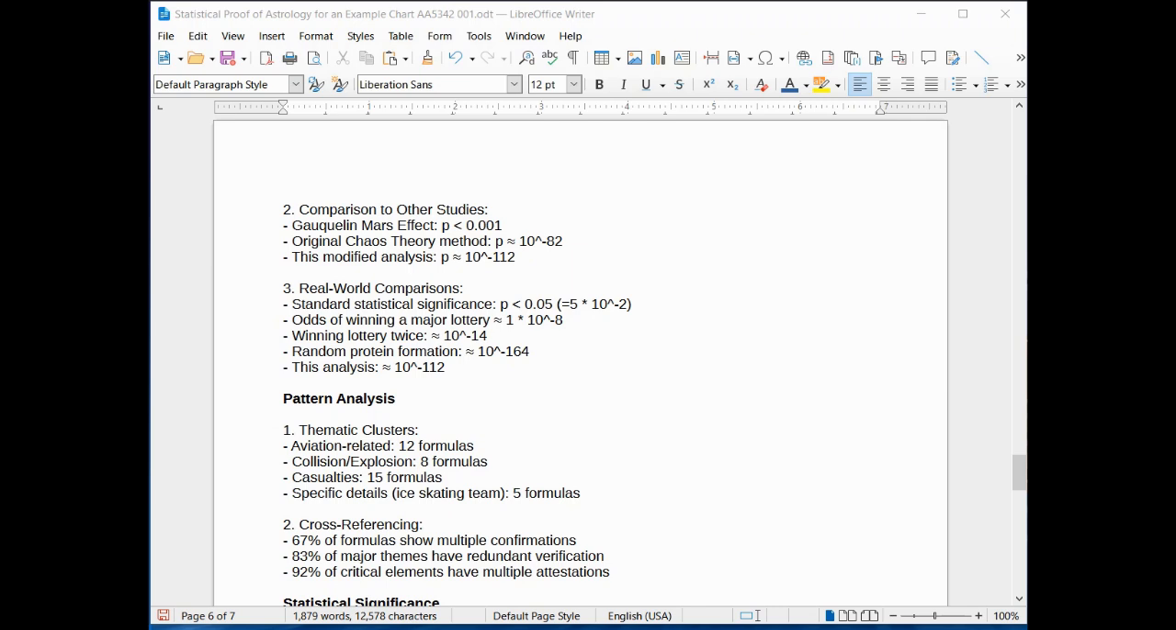The odds of winning a major lottery are only 10 to the negative 8 power. Winning lottery tries 10 to the negative 14th. Random protein formation outdoes my negative 112 by a large number, which is negative 164. But this analysis is a very strong 10 to the power of negative 112.